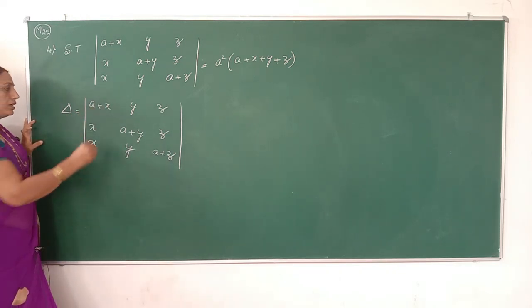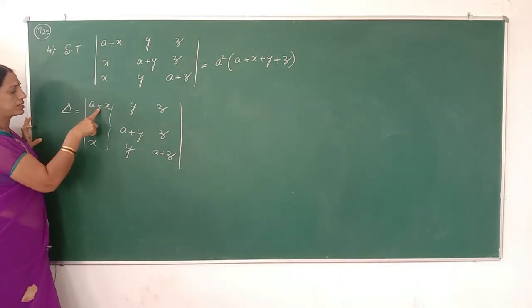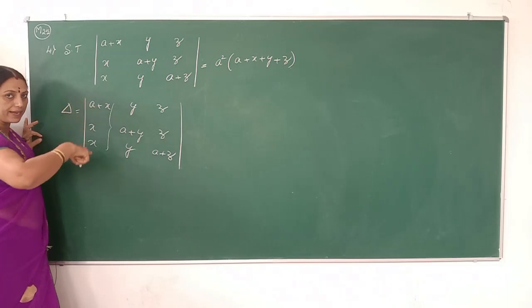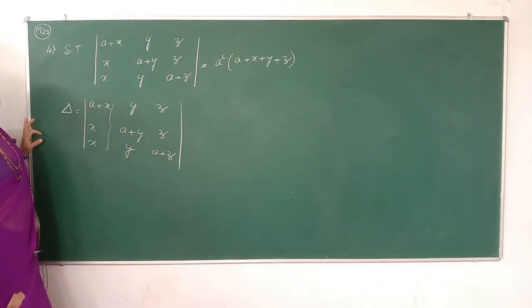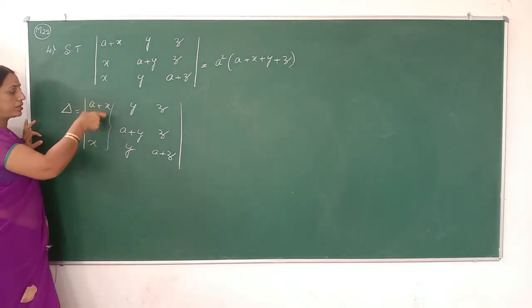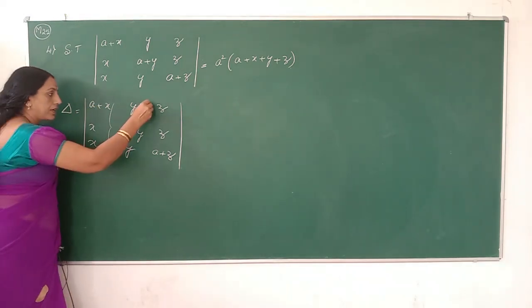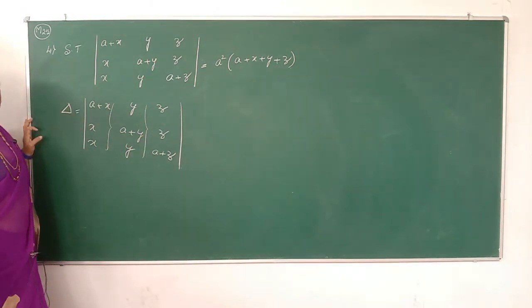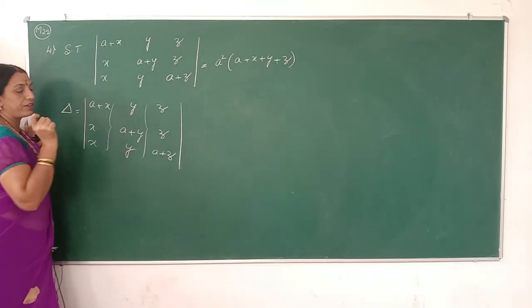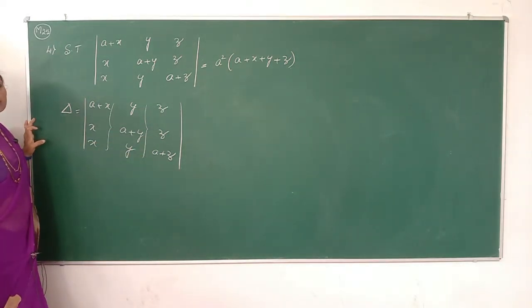Now we'll check whether the elements can be added column wise. What are the elements of the first column? A plus x, x, x. Suppose these elements are added with each other, whatever result is obtained: A plus x plus x plus x means 3x plus a. So if I add these three elements, the result is 3x plus a. Similarly, adding the elements of the second column gives 3y plus a. And for the elements of the third column, it is 3z plus a.